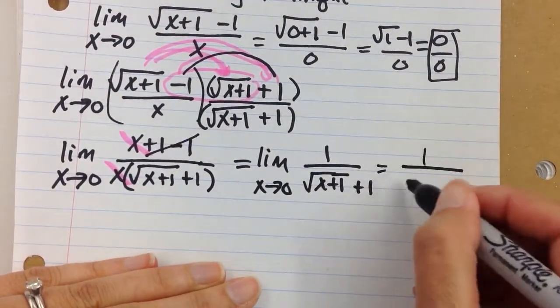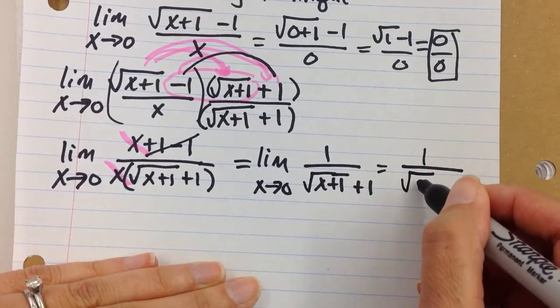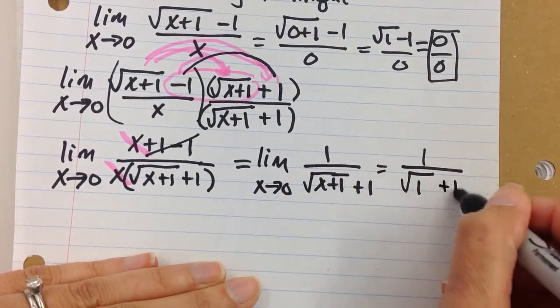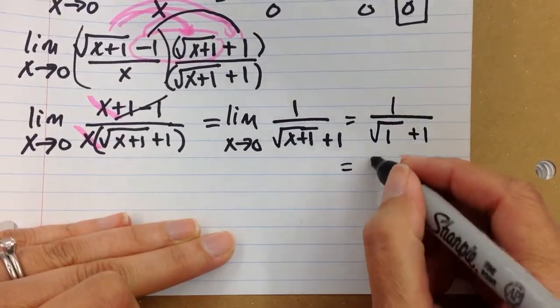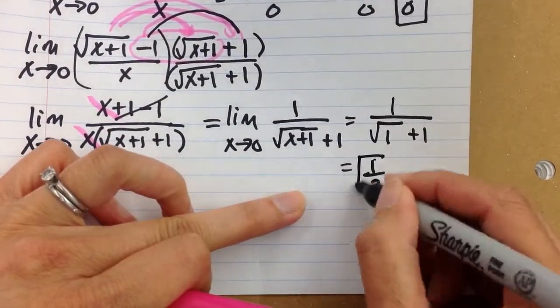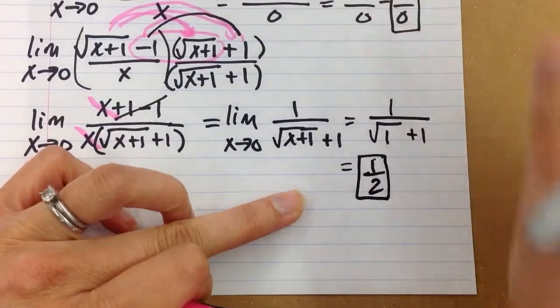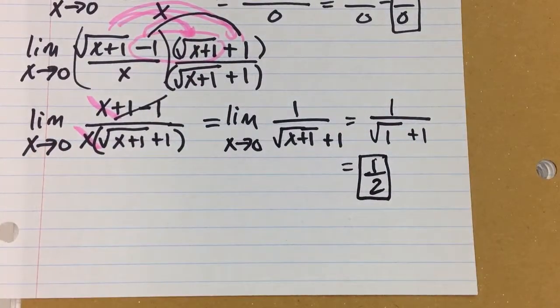Okay, so now we plug in 0. We're going to get 1 over the square root of basically 1 plus 1. So what's our answer? 1/2, right? 1/2, just like the last time. So let's go ahead and put this in our graphing calculator.